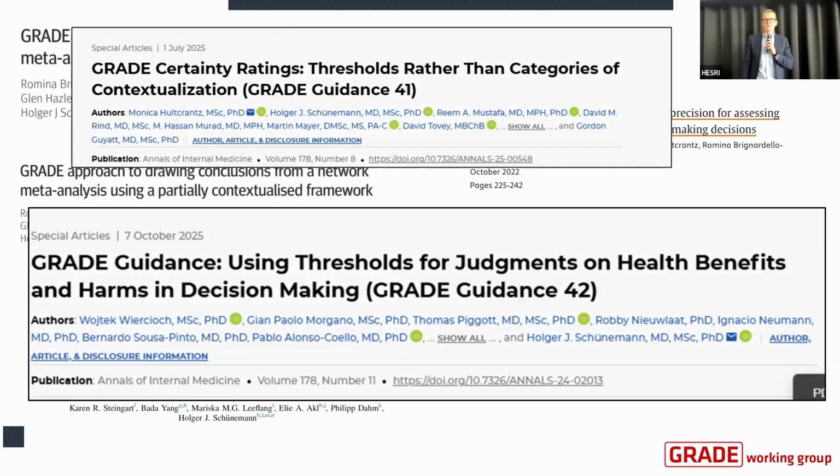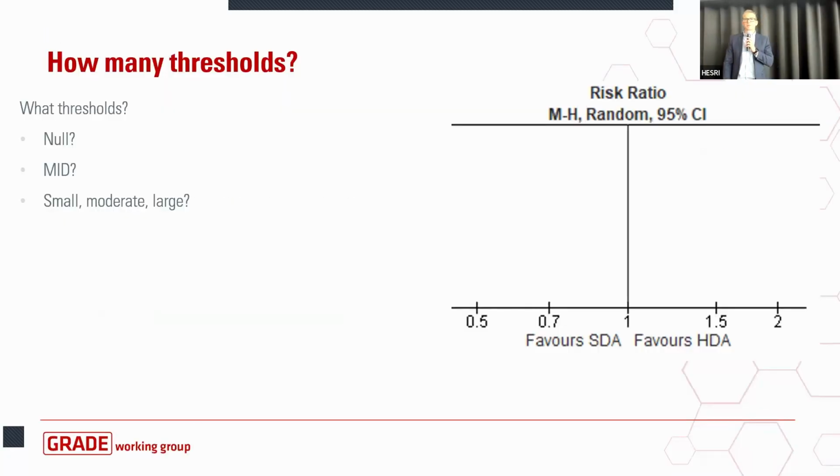Okay, and these are, once again, the papers where this is discussed here. So when we talk about thresholds, there's probably three different options that we could use if we're going to set a threshold to inform our certainty ratings. We might set a threshold as the null, which we used to call the minimally contextualized approach. So you might say that if we have a risk ratio or relative risk, we might simply set our threshold as a relative risk of 1, which obviously means no difference between groups or the null.